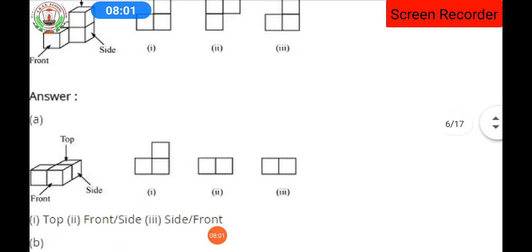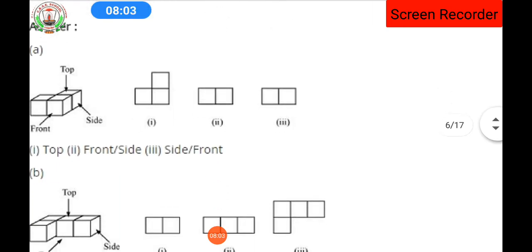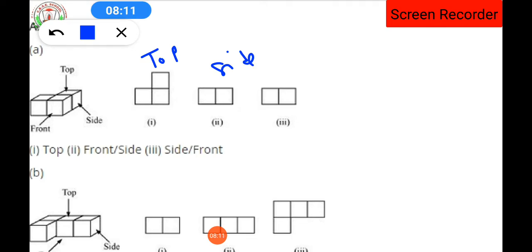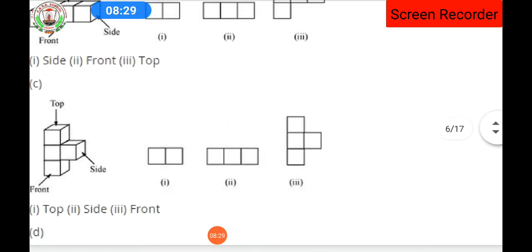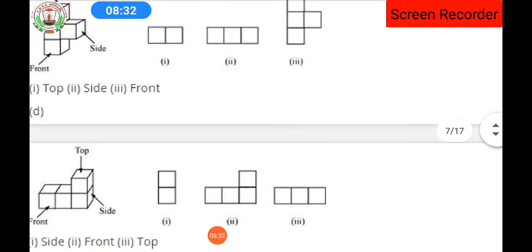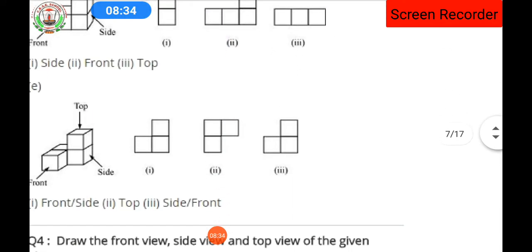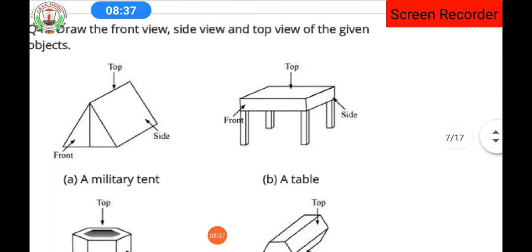So here we are having the answer for question number 3. The top view, as I told you beforehand, this one is your top view. Okay, so second one is a side and this one is a front view. Clear? Then in the B part of the question, we are having the top view, then first one is the side view, second one is the front view, and the third one is the top view. Clear? Like this way the answer is being marked over here. You can go through the answers. Clear? As it is a 3D shape, so it is not very difficult to identify.